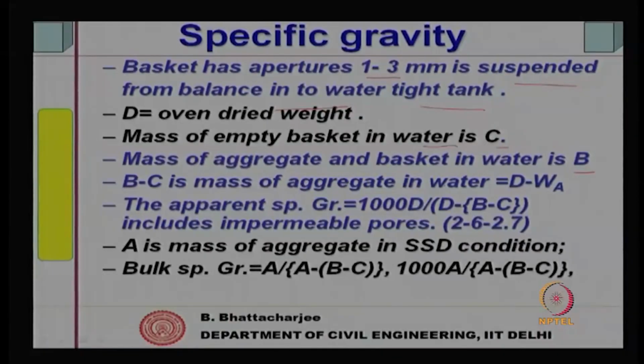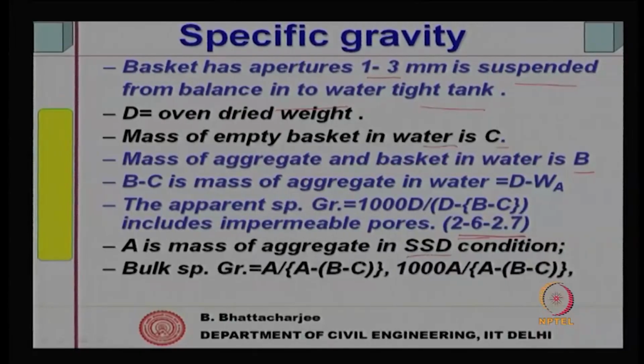What you are doing? You are using simply Archimedes principle. There is a loss in weight of the material when you submerge it in water, and the loss in weight is equal to the mass of the volume of water displaced. So, using this concept you can find out the specific gravity using this formula. Again it includes all pores, impermeable pores as well. So, this varies from 2.2 to 2.6 to 2.7.